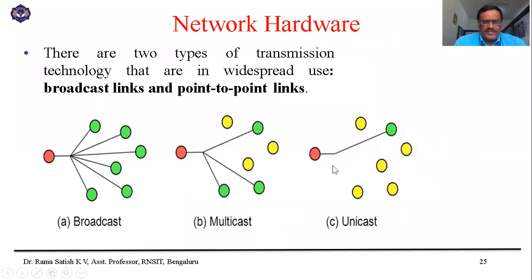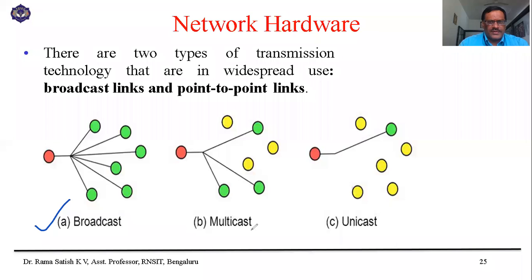Before we look into the different requirements of computer networks, let us talk about some basic concepts of network hardware and network links. There are two types of transmission technology. One is the point-to-point link, another is the broadcast link. Again, the broadcast link is further subdivided into unicast. So what exactly is broadcast? Broadcast is nothing but one sender sending the message to all the participants.